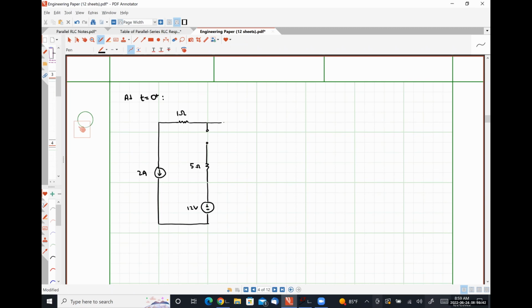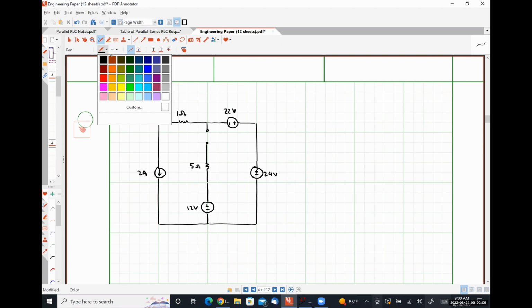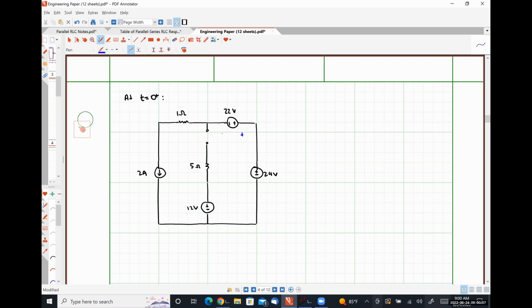Our capacitor is going to look like a 22 volt source having the same polarity as VC. And then here is our 24 volt source. I'm going to label our quantities of interest. So VC at 0 plus, we know that VC at 0 plus has to equal 22 volts because that's what it was at 0 minus.